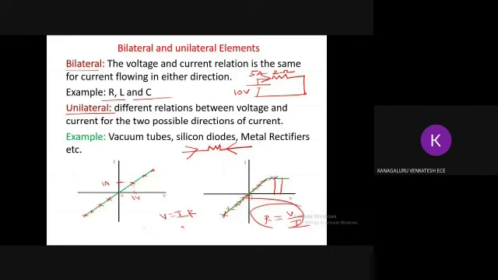This point means for one direction of current flow, it is offering one impedance. For the other direction of current flow, it is offering a different impedance. Then that kind of elements can be called unilateral elements. An example of a unilateral element is a diode. Even vacuum tubes, silicon diodes, metal rectifiers, etc. All these are examples of a unilateral element. Hope this is very clear for you.